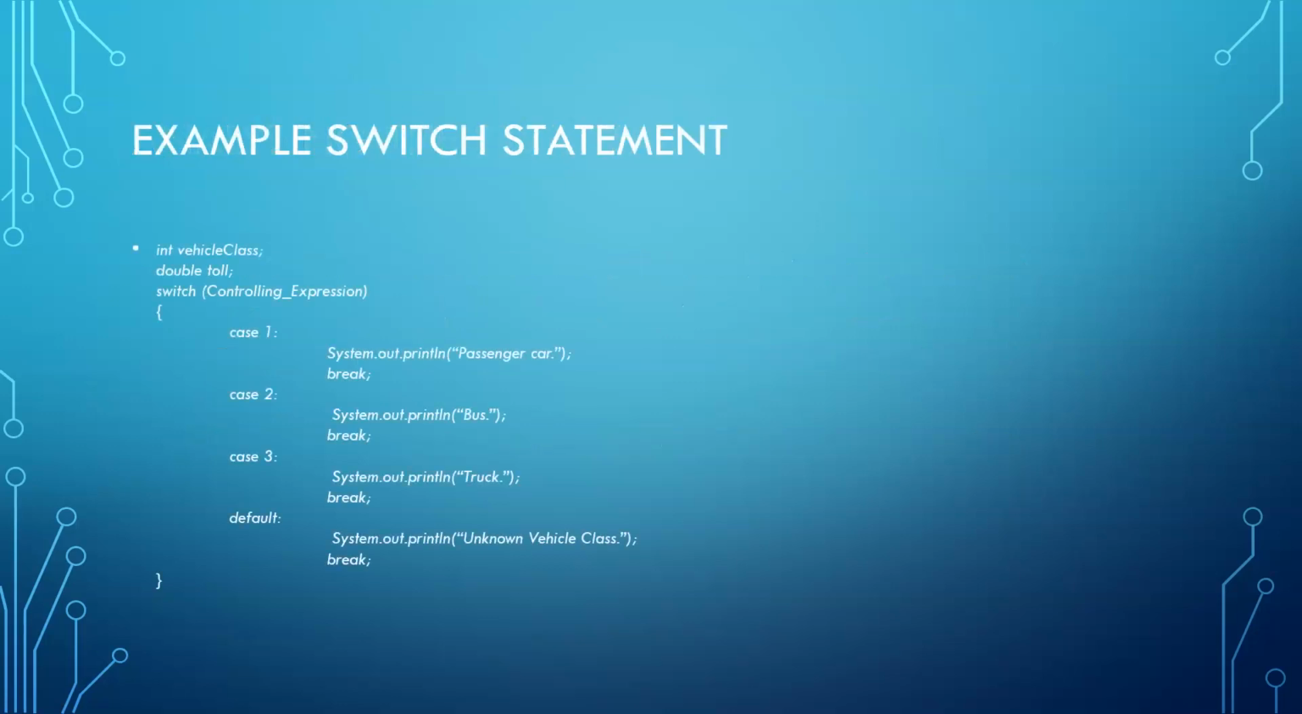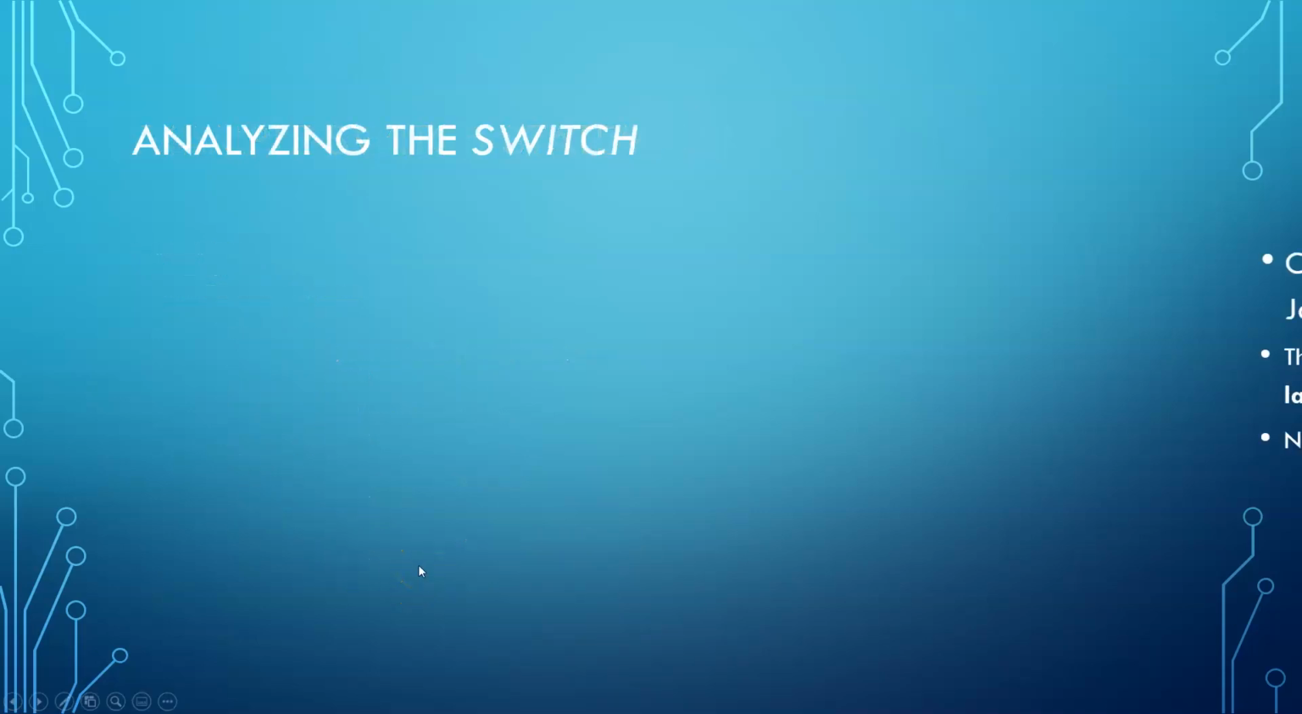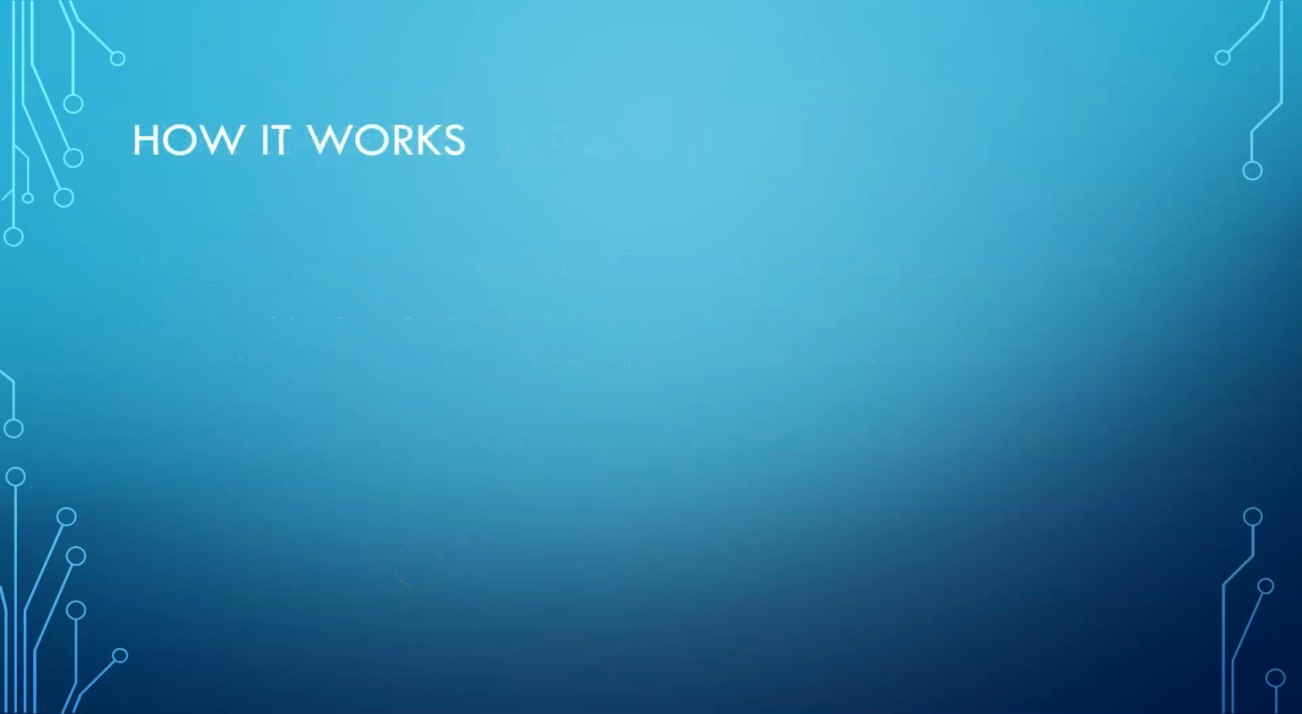If we go back here, we have our case labels: 1, 2, 3. The controlling expression in this case would be the int, because these are numeric. If it was a char, you could put a char in here, like A, B, C, for example. And then, of course, the default case is always last.